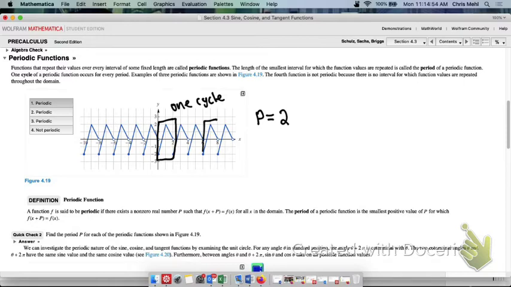Okay, you'll see here's another cycle, going from x equals 6 to x equals 8. And again, that cycle also has width 2.